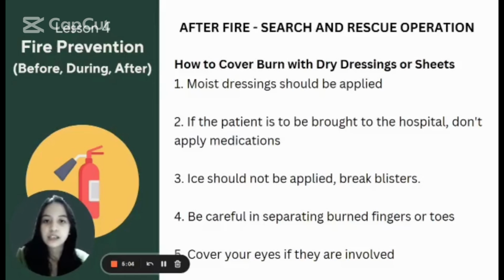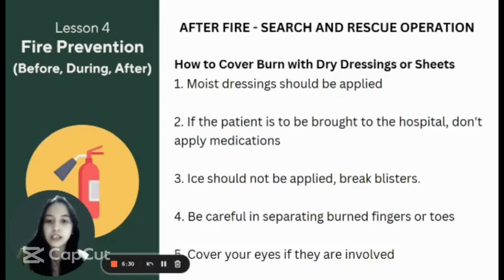So next is, this is how to cover a burn with dry dressings or sheets. So first thing to do is, moist dressings should be applied. Second, if the patient is to be brought to the hospital, don't apply medications. Third, ice should not be applied. Don't break blisters. Fourth, be careful in separating burned fingers or toes. Fifth, cover the eyes if they are involved.